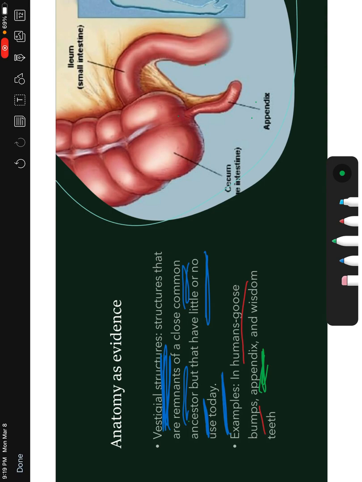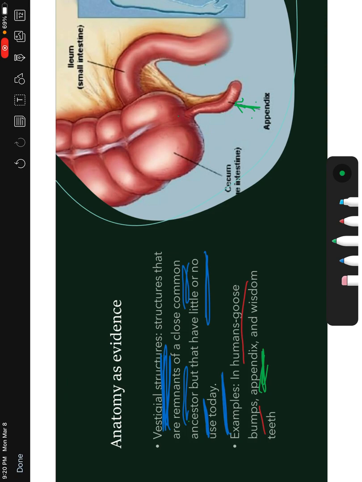Okay, the appendix. So this is actually the appendix. It is located on the cecum of our large intestine. The cecum is just the very first part, and the appendix is going to be roughly the size of your pinky, and it has almost no use or function in the body today. It was thought to have been immune system support, but today it essentially just dangles there until it'll randomly try and kill you.